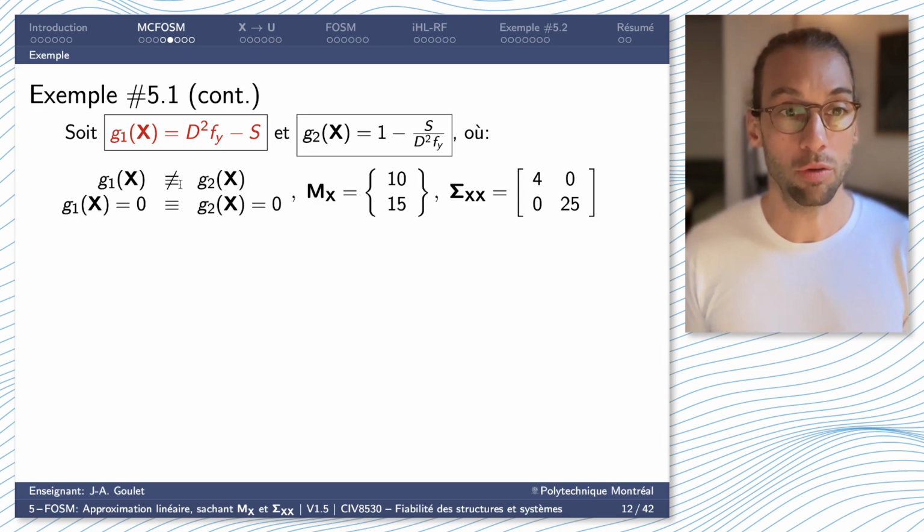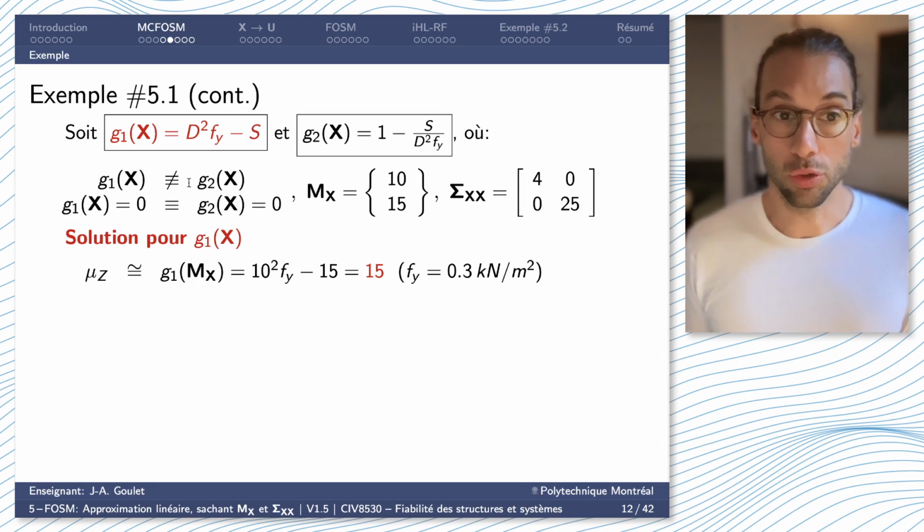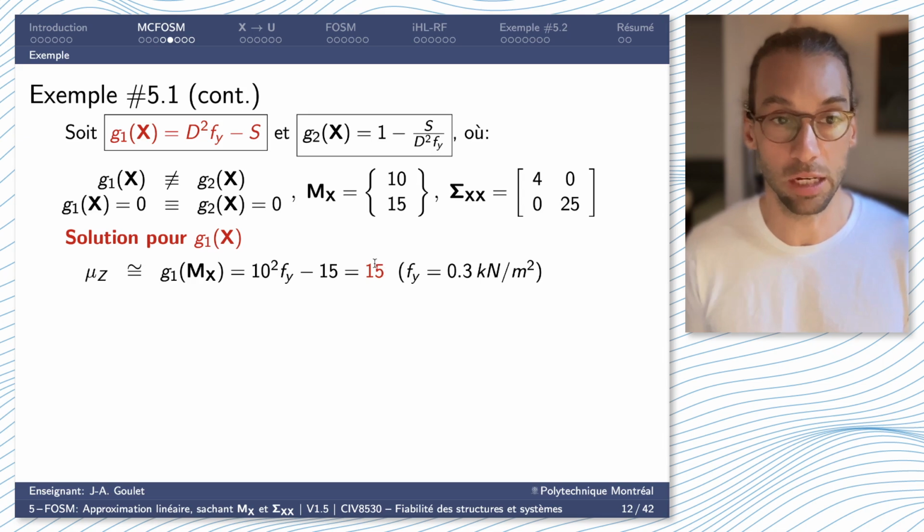So let's start with our first limit state function, R minus S, so D squared fy minus S. In this case, we have the same mean vector and the same covariance matrix, and we're going to look at the first solution for our G1. mu z is going to be the evaluation of our limit state function at the mean. So it's 10 squared times fy, so I evaluate my limit state function with D at its mean value, minus 15.